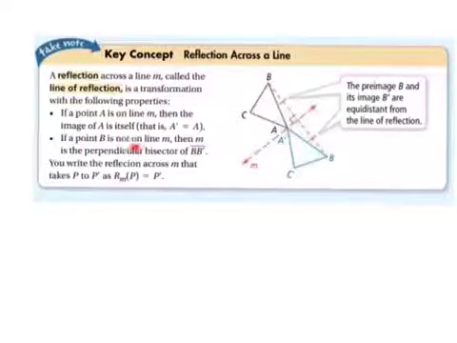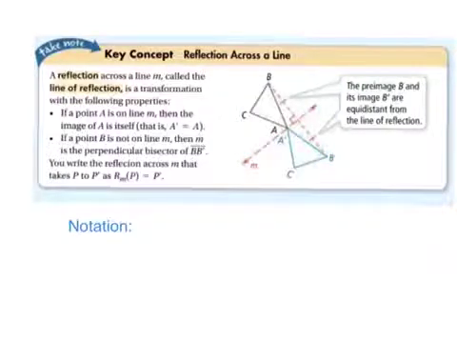Secondly, if a point is not on the line of reflection, so B is not on the line of reflection, then B to B prime, its image, is going to be perpendicular, because that's the shortest distance straight to the line of reflection, the same distance across from it. So if we connect an image point with its pre-image, that line and the line of reflection will always be perpendicular. Furthermore, the distance from B to the line of reflection is equal to the distance from B prime to the line of reflection. So we can say that the pre-image B and its image B prime are equidistant from the line of reflection.